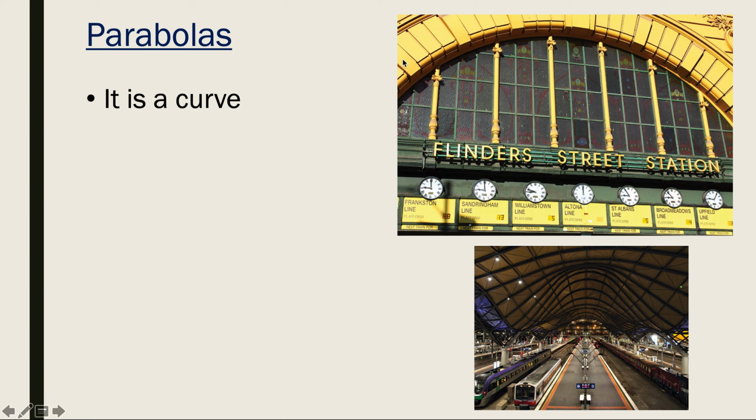An example is like the Flinders Street station. Here we have a parabola. I'm thinking that this might be Southern Cross, but I'm not 100% sure. And I'm embarrassed that I say that in this video because I might be wrong. But you can see here that in this roof, in the ceiling, there are also parabolas. But something very important that I want you to notice here, girls, is that it's a curve.